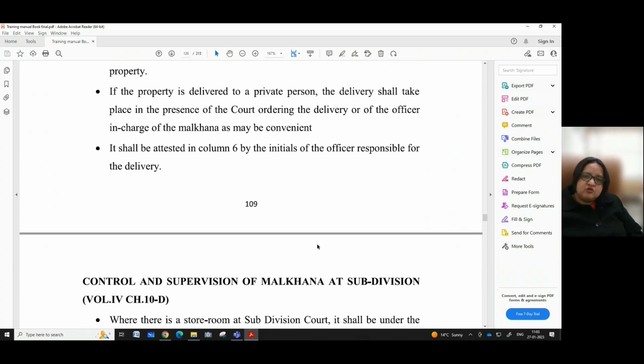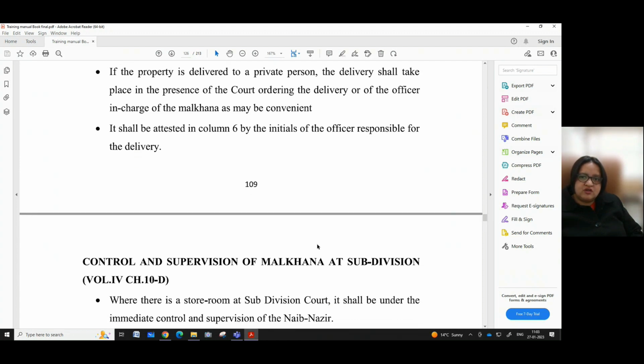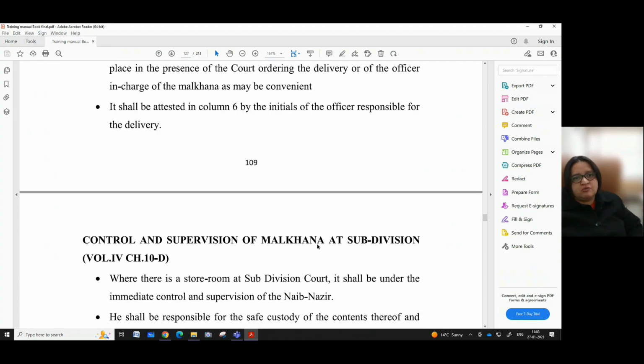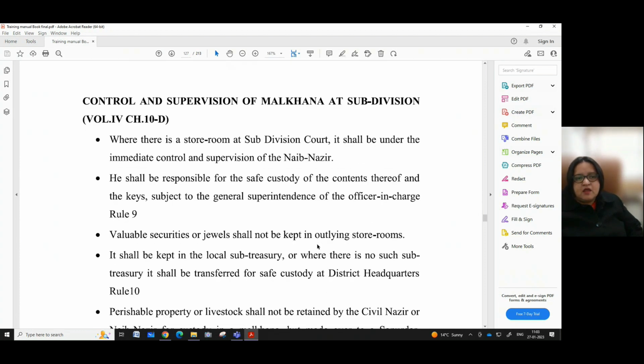If the property is delivered to a private person, the delivery shall take place in the presence of the court ordering the delivery or of the officer in charge of the Malkhana as may be convenient. It shall be attested in column 6 by the initials of the officer responsible for the delivery.